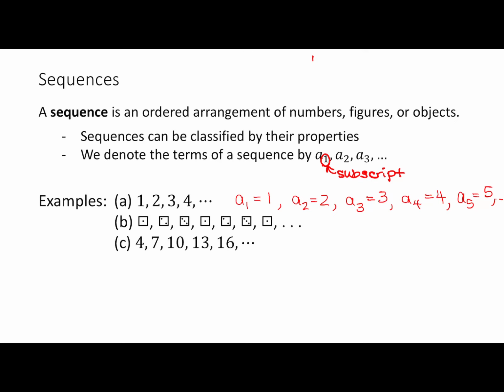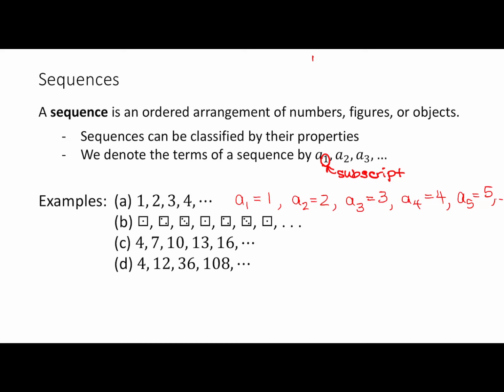4, 7, 10, 13, 16. What's the pattern here? Well, if you look closely at these numbers, they're all increasing by 3, right? So I would expect the next number to be 16 plus 3, which is 19, and then add 3 to that to get the next number, and so on. This is a special kind of sequence, and we're going to talk about this in more detail in just a little bit.